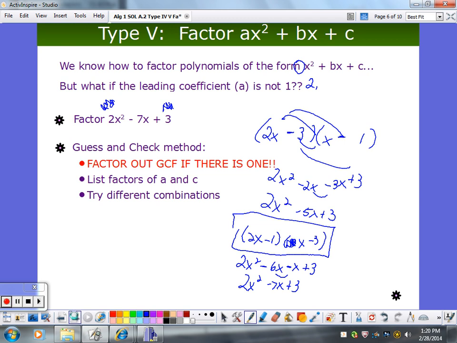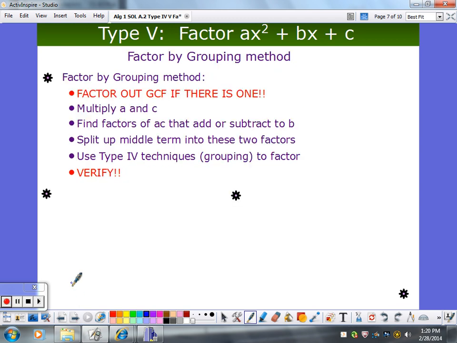So this method that I'm going to show you now takes all the guesswork out. It's a process and it gets you there every time. So it uses grouping, which you told me was easy. Remember telling me grouping was easy? Group, factor, factor? Yeah. So here's how this works.